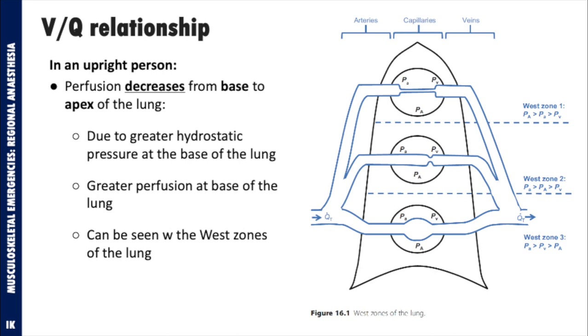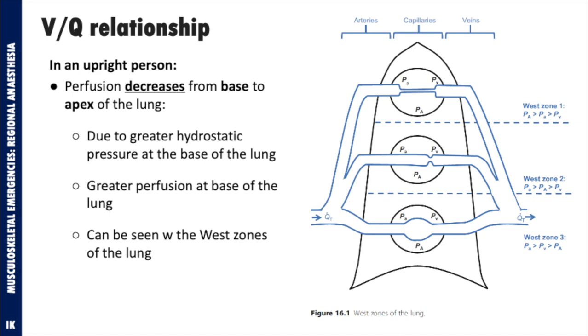So for Q, for perfusion, in a standing position, upright person, perfusion also decreases from the base to the apex of the lung. And that's just because of the hydrostatic pressure gradient. As you go higher, hydrostatic pressure is lower, right? So the base of the lung has a greater hydrostatic pressure.